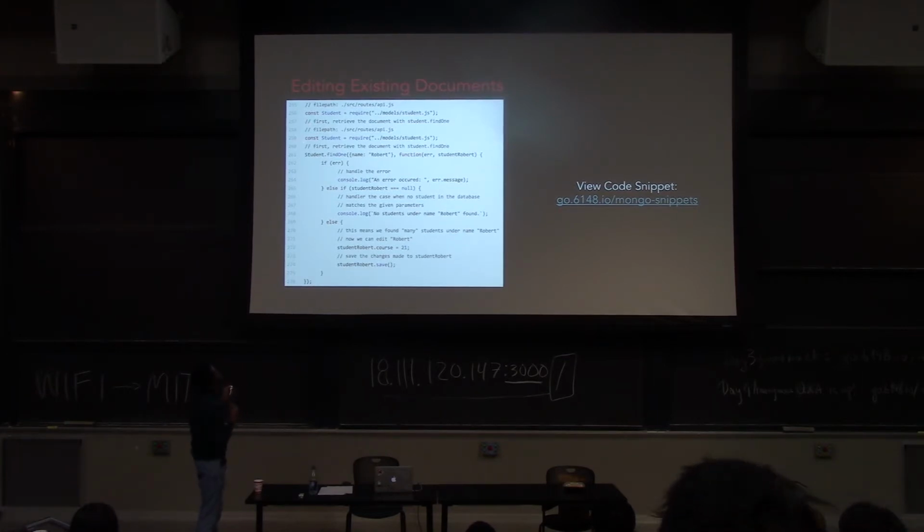First you require the student again, import it into your file, and if you want to modify a student, you have to find the student first. So you find him like we did earlier, find one, and then if you actually have the student, that's when you can modify it. Once you have the student, you modify whatever you wanted to modify. Here I want to change my course to 21, and then at the end you do Robert.save.